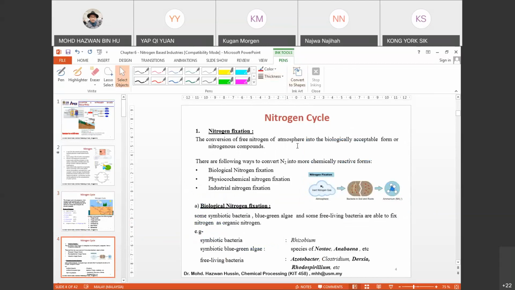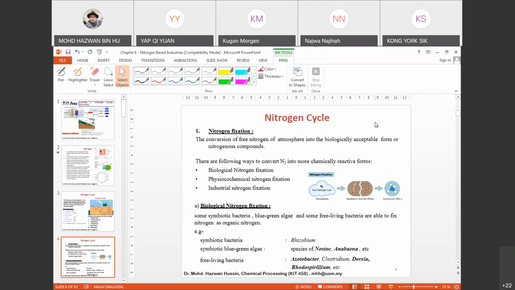Right, so the first one, nitrogen fixation. What does it mean by nitrogen fixation? It means the conversion of free nitrogen of the atmosphere into biologically acceptable forms of nitrogenous compound. Okay? So there are several ways to convert nitrogen gas into a more chemically reactive form. The first one is known as biological nitrogen fixation. Second, physicochemical nitrogen fixation, and lastly, industrial nitrogen fixation.